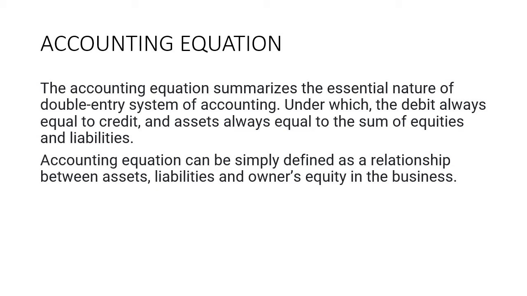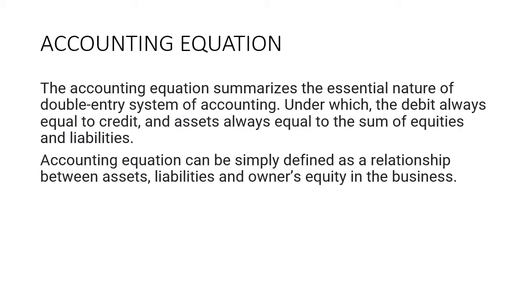What is the double entry system? This term we usually hear every now and then. Basically, the double entry system says that every transaction has a double effect. For example, if an asset increases, there will be a corresponding response, like a decrease in another asset, an increase in liability or an increase in owner's equity. So under the double entry system, debit always equals credit and assets always equal the sum of equity and liabilities.